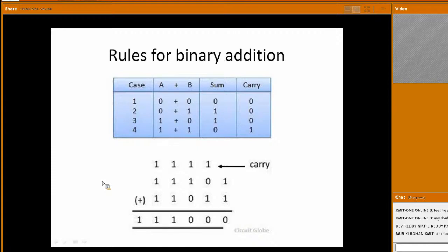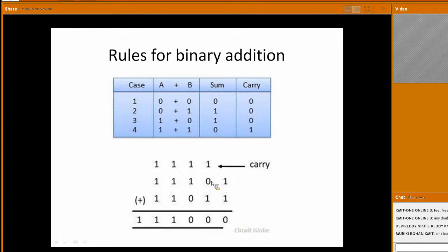1 plus 1. When you perform 1 plus 1, what will be the result? The result is 0 and it gives a carry of 1. Now, next bits are 0 and 1. So, here we have a carry. Perform the add operation on 1 and 0 first. 1 and 0 means what? It gives a sum of 1 and a carry of 0. So the result is 1.